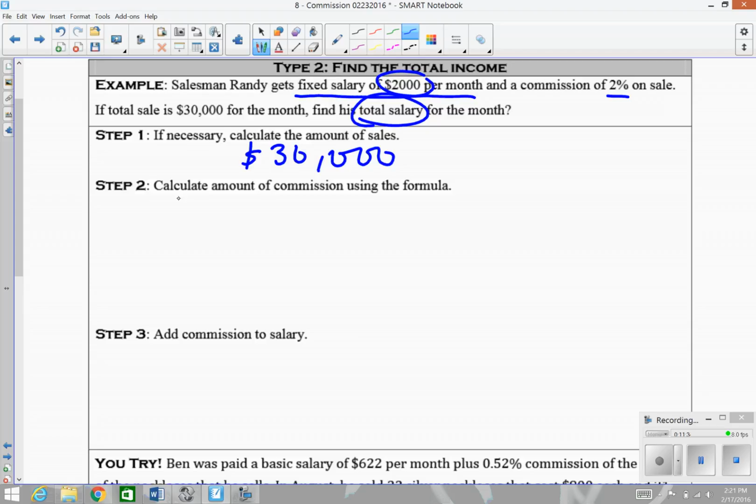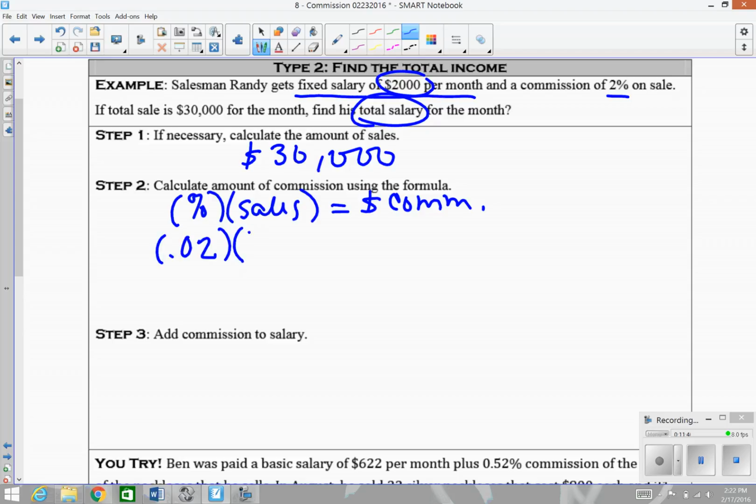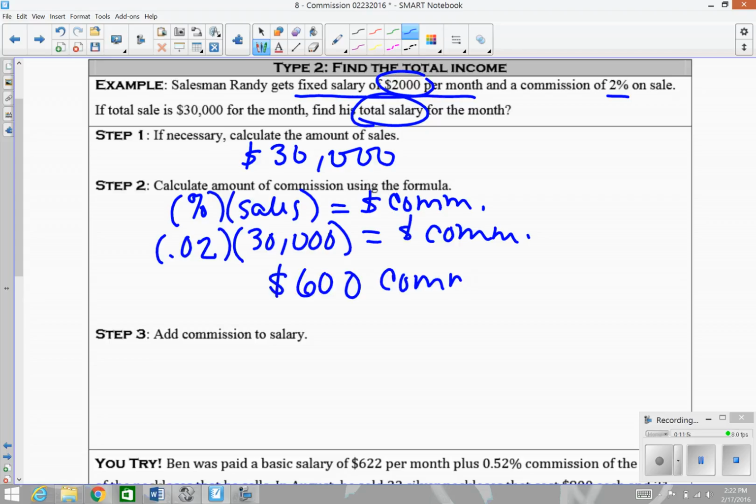Okay, so let's start with our commission. Percent times sales equals commission. 2% as a decimal is 0.02. Times the $30,000 sale will give us our commission. Once you multiply, you should be getting a $600 commission.